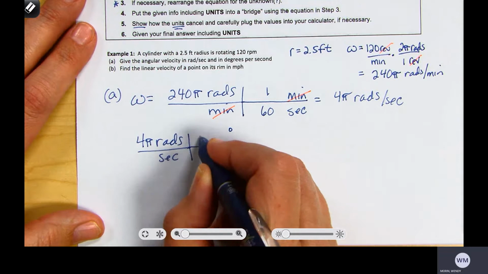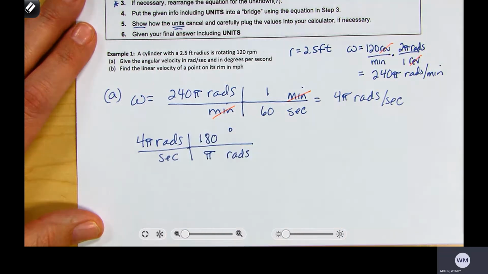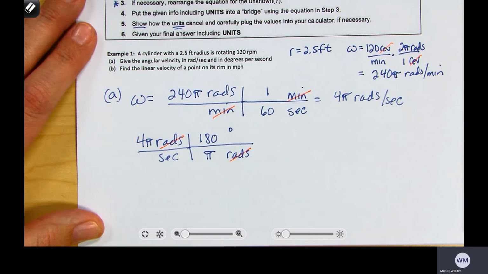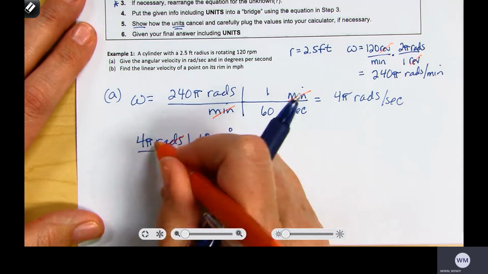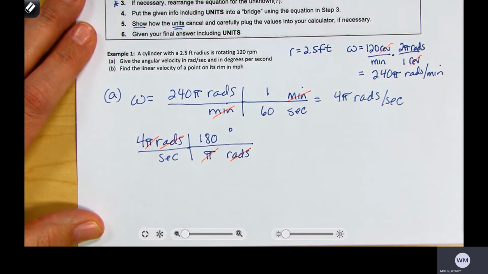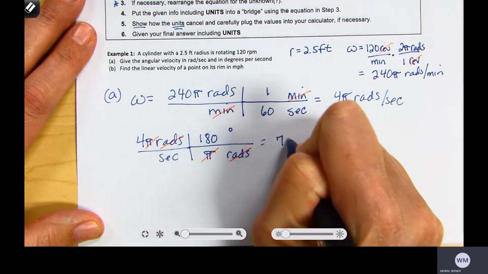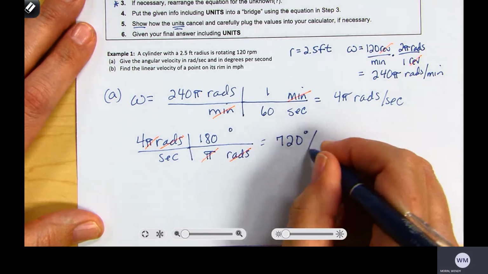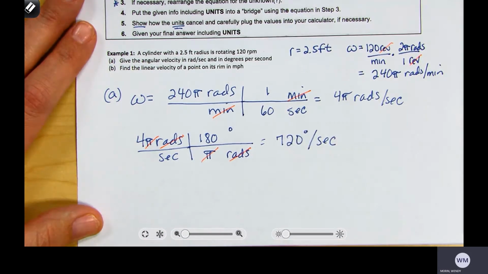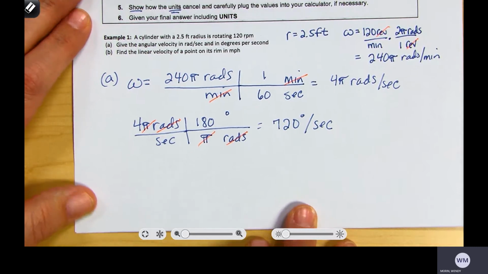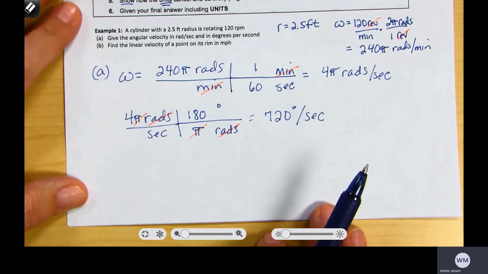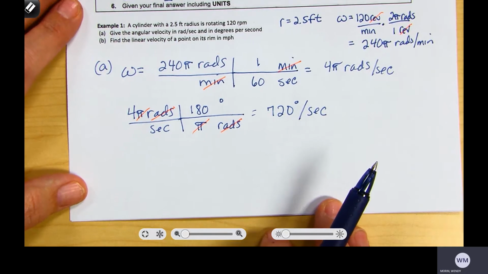Pi radians is 180 degrees. Okay, and the pi's cancel, and we are left with 4 times 180, which is 720. And what units? Degrees per second. So that's how you're going to show your work, nice, neat, and organized. You're going to show how your units cancel. Okay, and a nice little bridge.